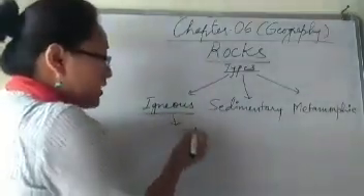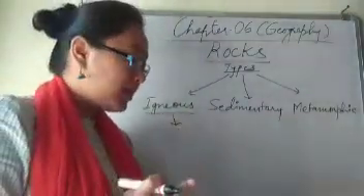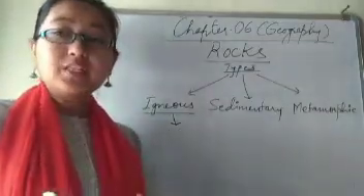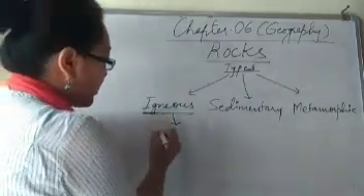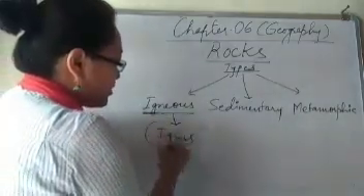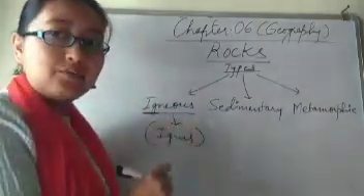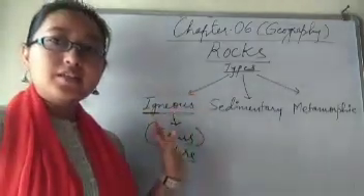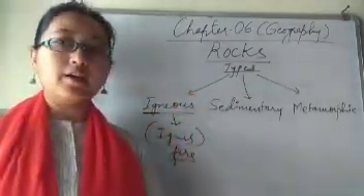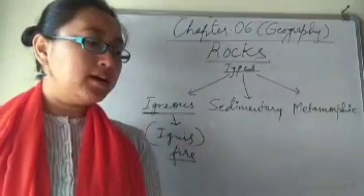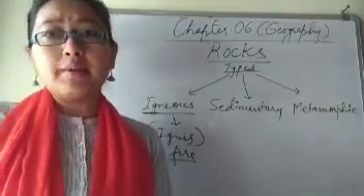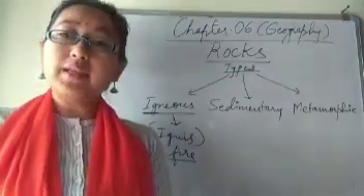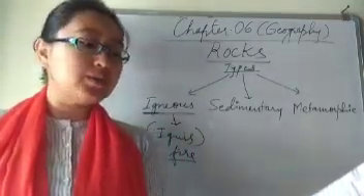We know that the word igneous has been derived from the Latin word ignis, I-G-N-I-S, which means fire. These are the rocks which are formed by solidification and cooling of magma or lava, right? The term igneous comes from the Latin word ignis, which means fire.